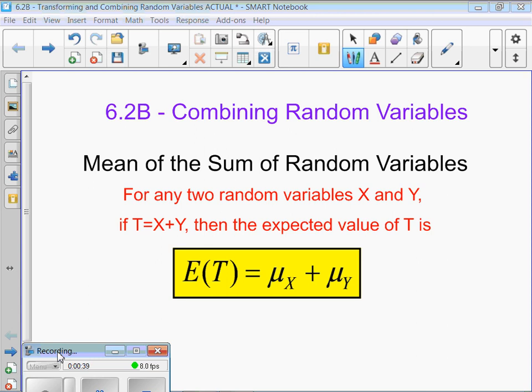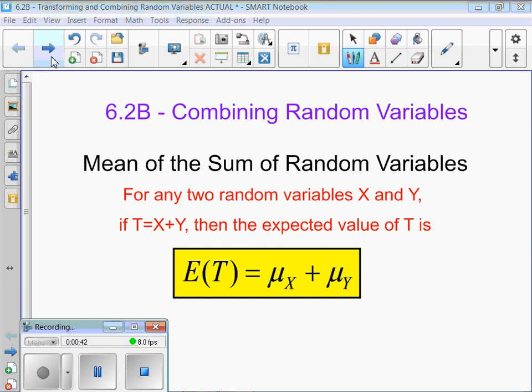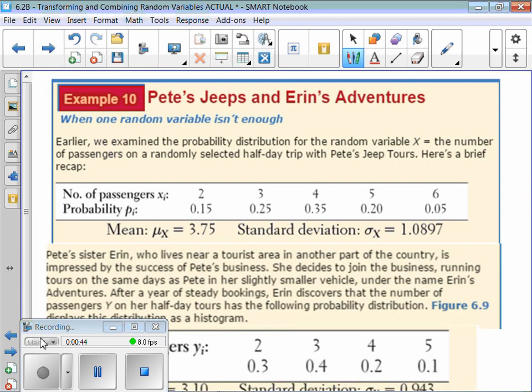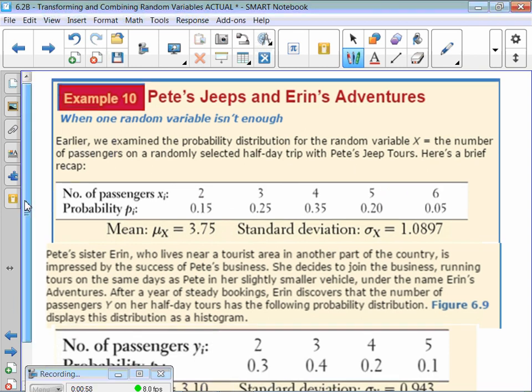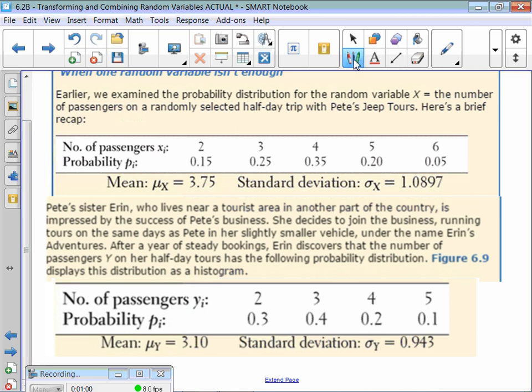That's combining them. So let's go back to the Jeep problem. Earlier we examined the probability distribution of the random variable x, which is the number of passengers on a randomly selected half-day trip with Pete's Jeep Tours. And here's a brief recap. By the way, how do they get this number 3.75 for the mean? Yeah, we do this times this plus this times this plus this times this plus this times this plus this times this, right? Don't forget that formula for expected value.